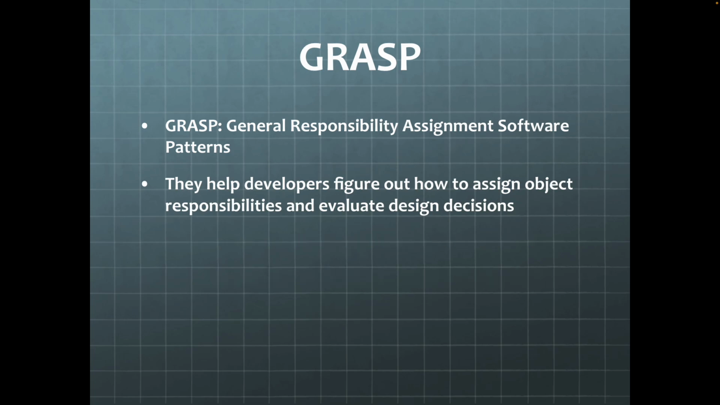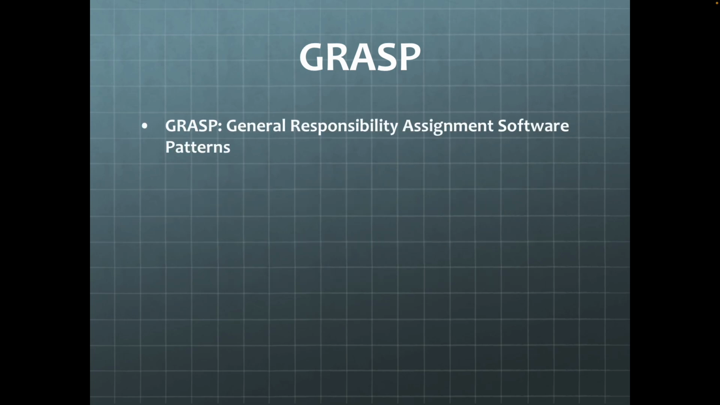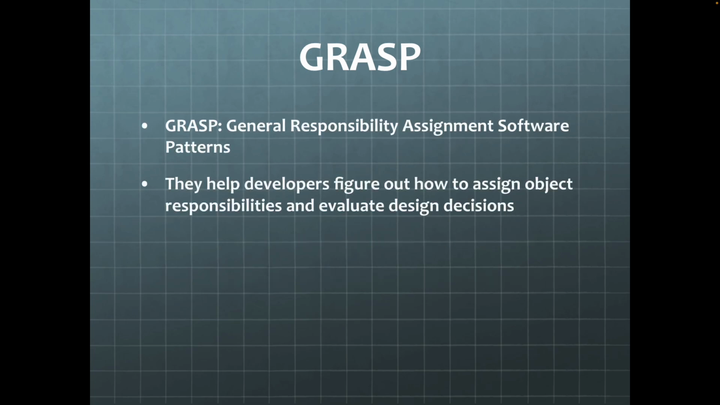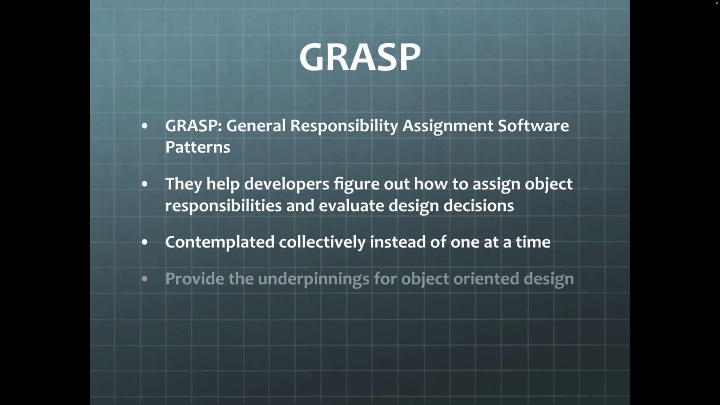So just to go through what it is, basically they're General Responsibility Assignment Software Patterns. They help us figure out how to assign responsibilities to objects. That's exactly what I just said here. Contemplated collectively, so that means sometimes you contemplate multiple of them at the same time. So you might want to balance the information expert pattern versus there's another pattern called controller, and there's a third pattern called high cohesion. I'll go through them in a moment, but sometimes you have to think about them at the same time.